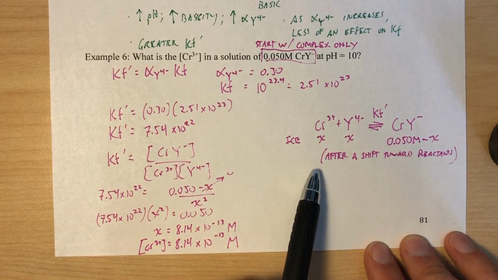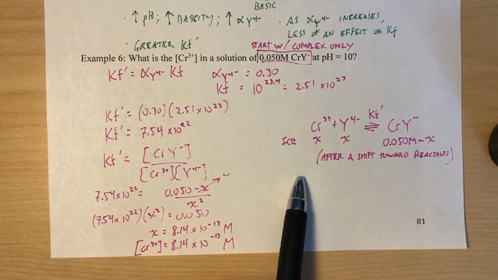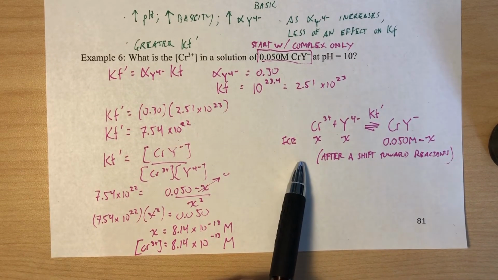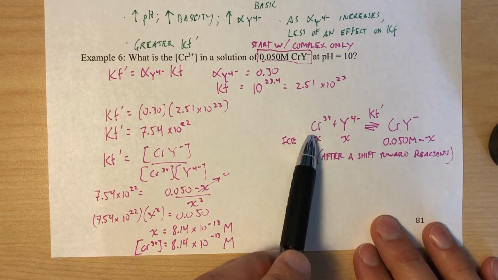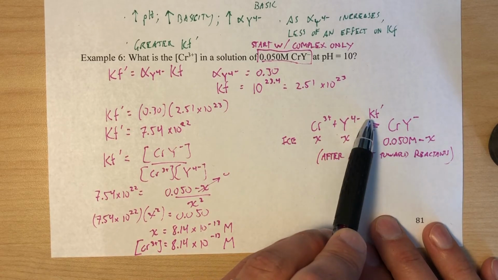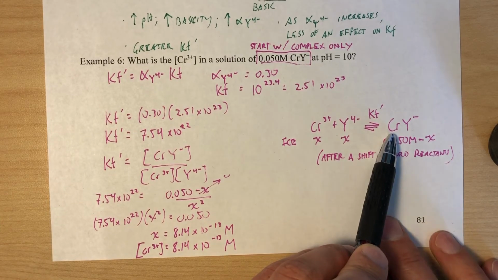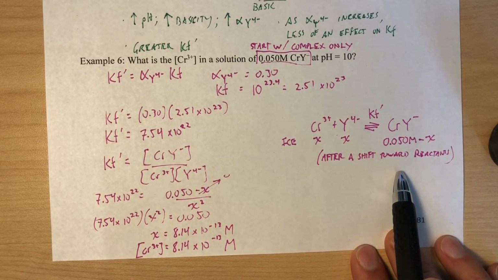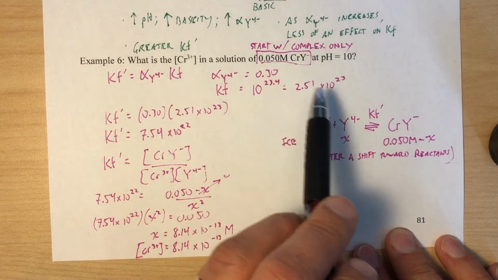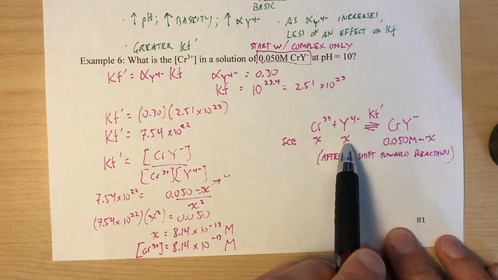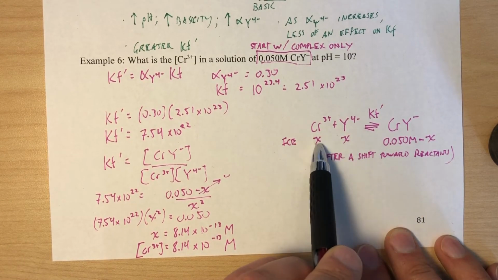Now, it's important to realize what is happening in solution. So an abbreviated ICE table is shown here, where we have chromium reacting with EDTA with our Kf prime value, equilibrium constant, to reach our chromium EDTA complex. We are starting with the chromium EDTA complex. That's the thing that's dropped into solution. So we have 0 of each of these initially.